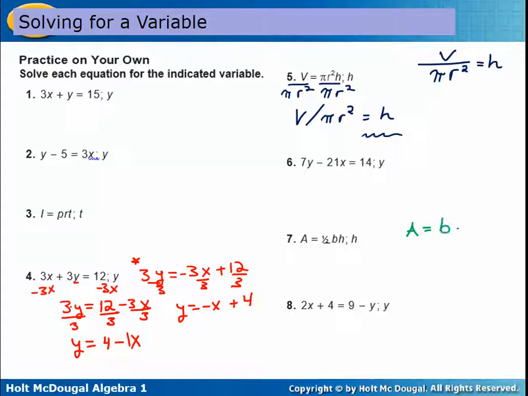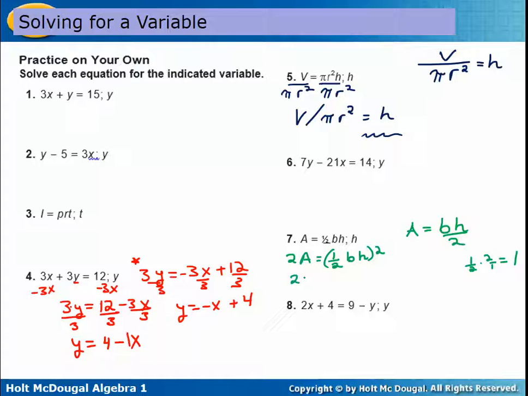You might see it written like this, bh over 2. To undo the 1/2, or to undo the divide by 2, we need to multiply both sides by the reciprocal of 1/2. Or to undo the division, we would multiply. So either way, you're going to multiply both sides by 2. That undoes the 1/2, because 1/2 times 2, that's the same as 2 over 1, is equal to 1.